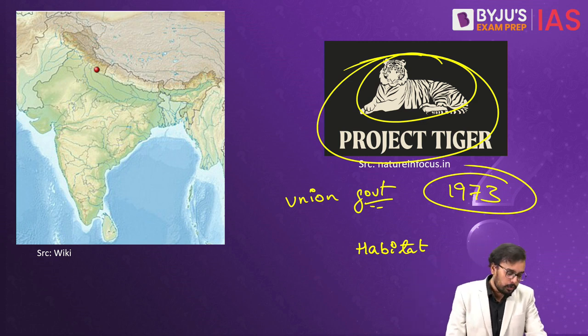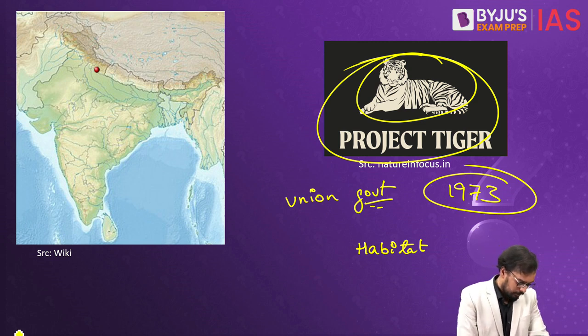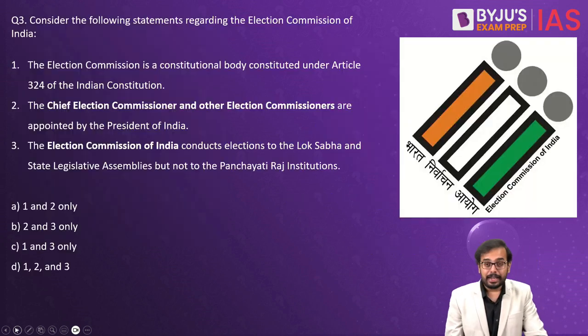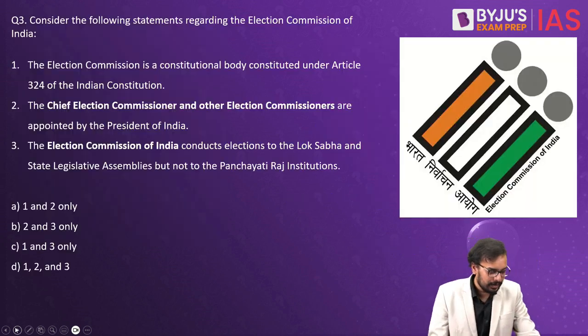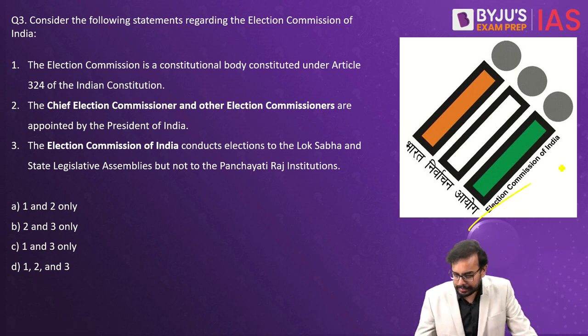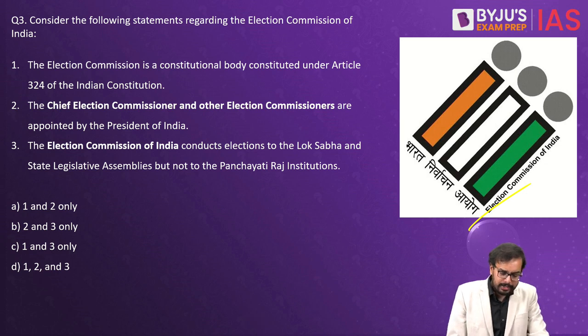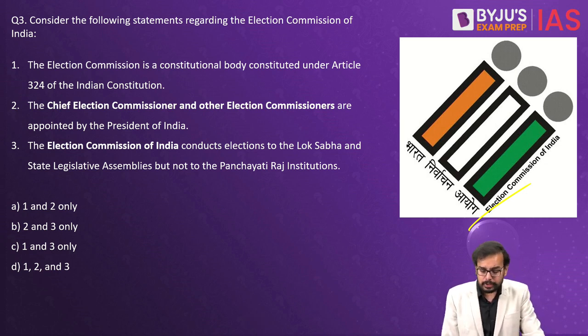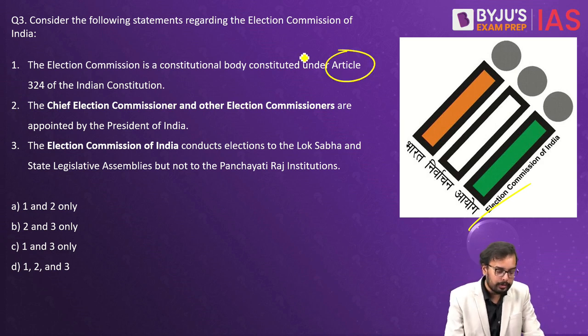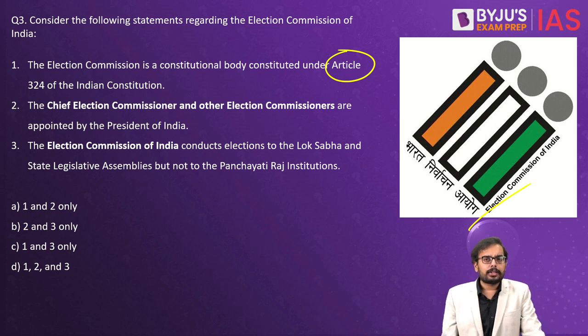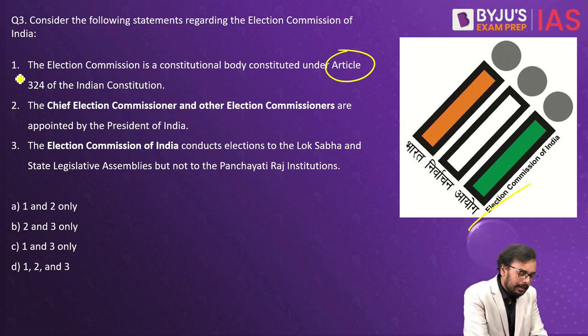Now we'll go to the next question. The next question is based on the flavor of the season. What's the flavor of the season? Election. So the question is regarding the Election Commission of India, ECI. Consider the following statements. The first statement: the Election Commission is a constitutional body constituted under Article 324 of the Indian Constitution. Is it constituted under Article 324? Yes, it is. Again, it's factual data.